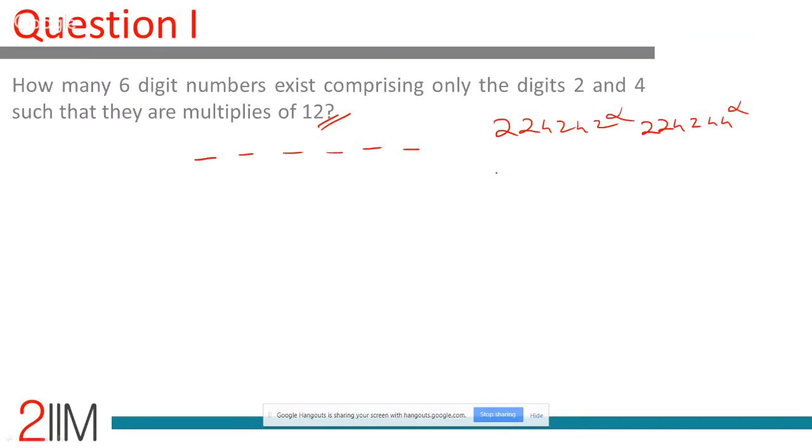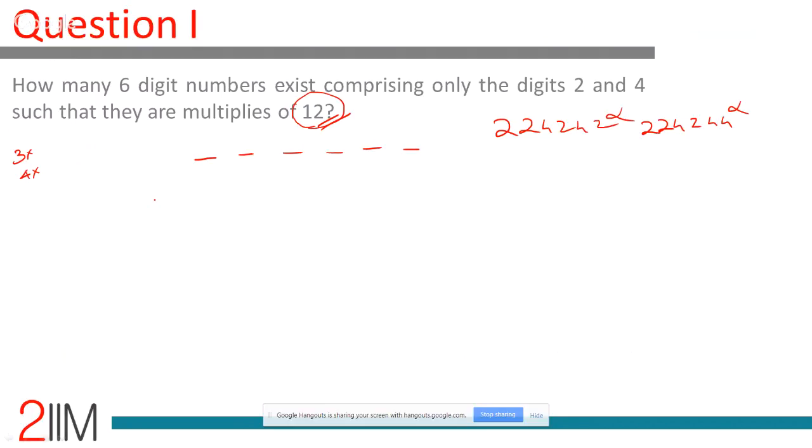Lots of times I find students going through sets of possibilities without narrowing down and hitting the best one to start with. And here the best one to start with is this condition. Wonderful condition. The number should be a multiple of 12. That means it should be a multiple of 3 and a multiple of 4. Multiple of 4, the last 2 digits should be a multiple of 4. Multiple of 3, sum of all digits should be a multiple of 3.